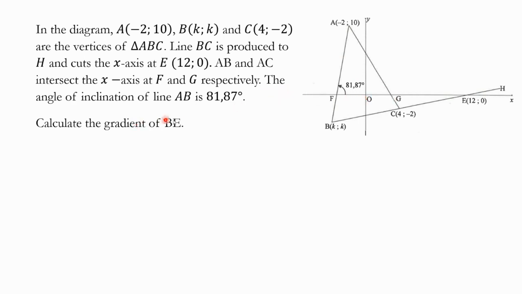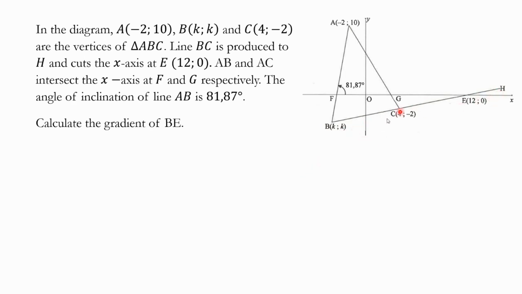The angle of inclination of line AB is 81.87. Calculate the gradient of BE. We are told that BC is produced to H, meaning that BCH is a straight line, so the points B, C, E, H are collinear.